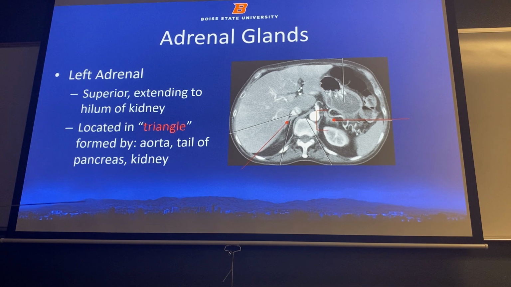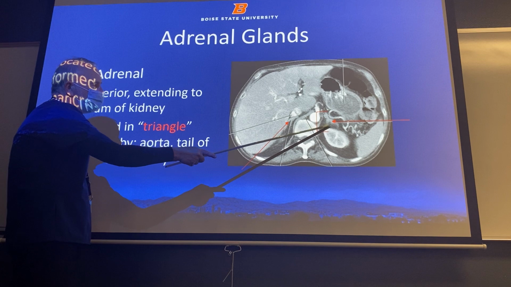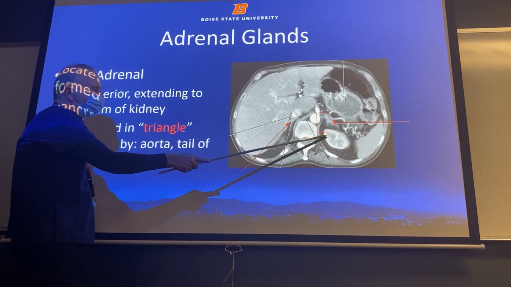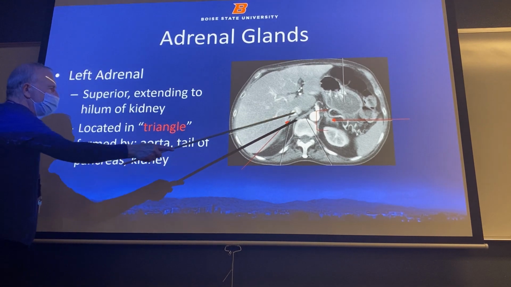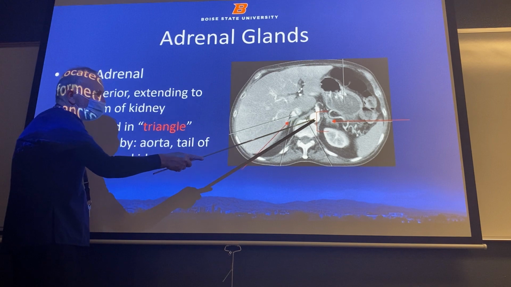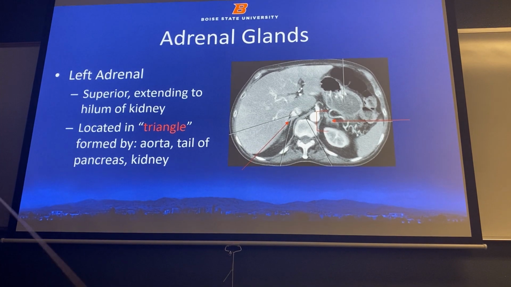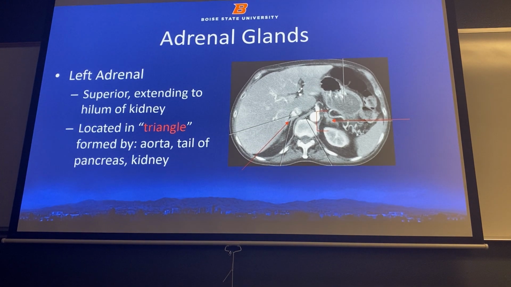Here is the right one we talked about before, right over here. The left one, somewhat diffused right in this area. What they'll say in imaging is that you form a triangle between the upper pole of the kidney, the pancreas, the tail of it, and the aorta. And in this area you expect to find the left adrenal gland. So that little triangle helps us get a range of where to expect it. The right one's much easier to find.